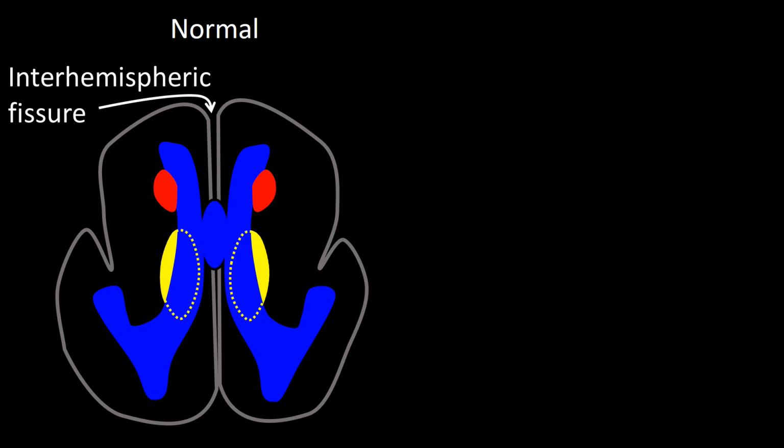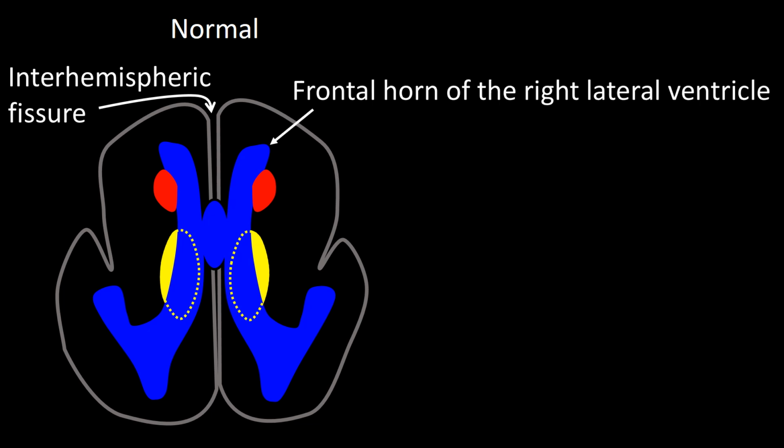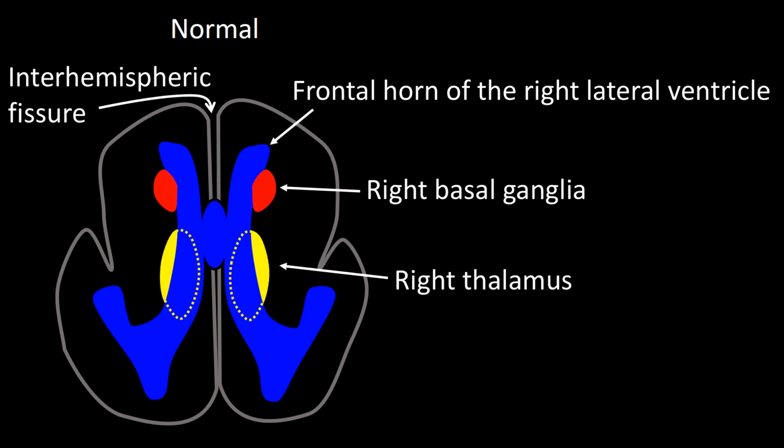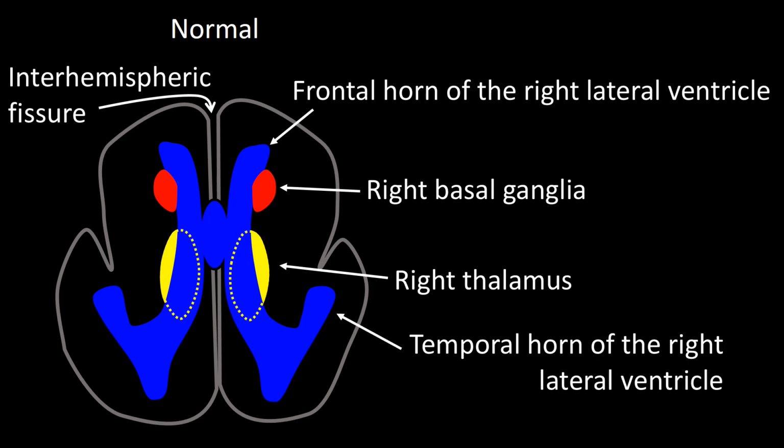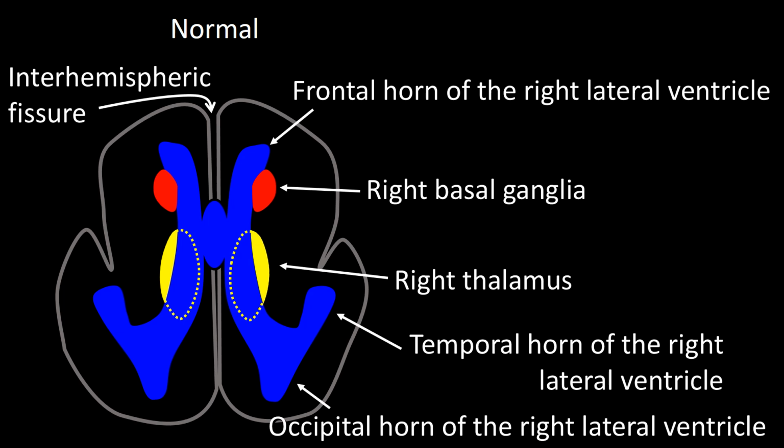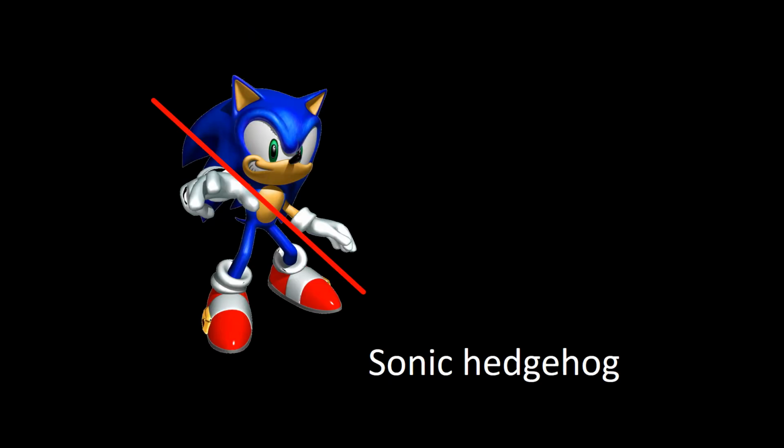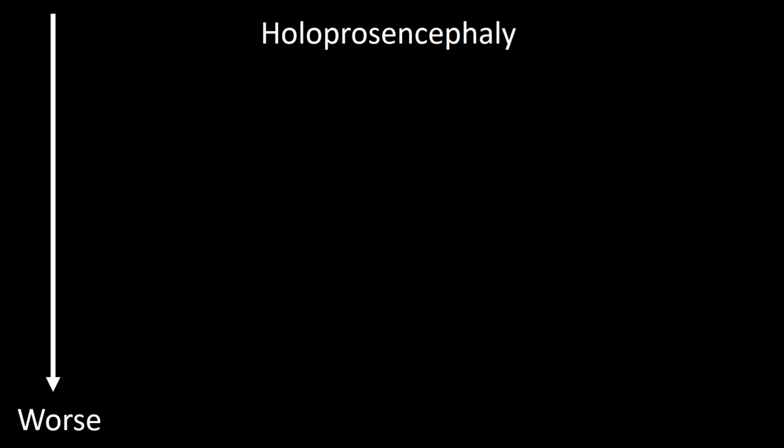Here we can see the interhemispheric fissure, two separate frontal lobes and two separate frontal horns, two separate basal ganglia, two separate thalami only joined by the intermediate mass, two separate temporal horns, and two separate occipital horns. This is what occurs normally. In the absence or misfunction of the sonic hedgehog gene pathway, holoprosencephaly of variable degree will occur.